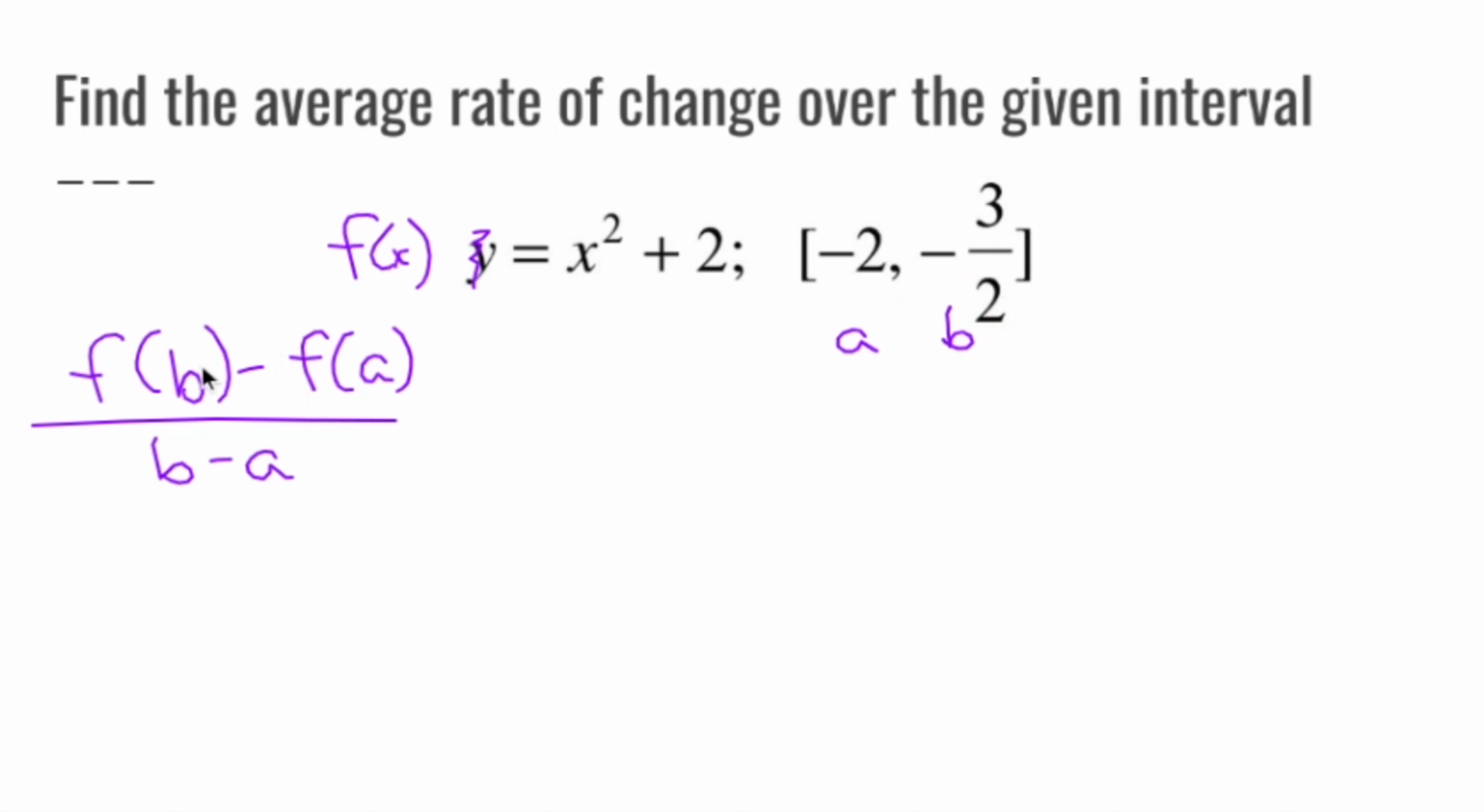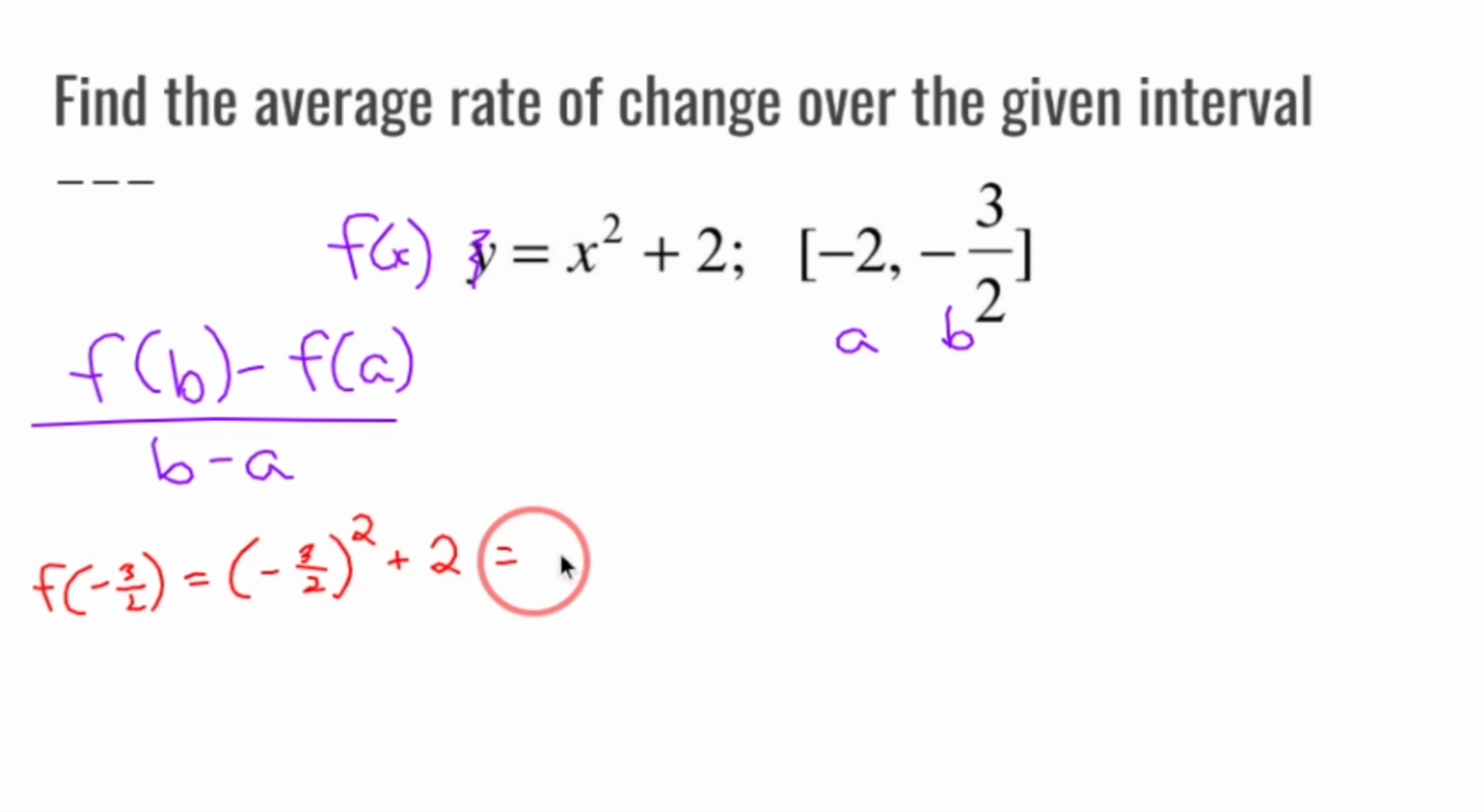And you might look at that and say, well, that's a lot like slope. Yes, it is, because rate of change is slope. So what I have to do before I even start this is I need to find out what f of b, or f of negative 3/2 is, and what f of a is. So f of b is going to be f of negative 3 over 2. And that's going to become negative 3 over 2 squared plus 2.